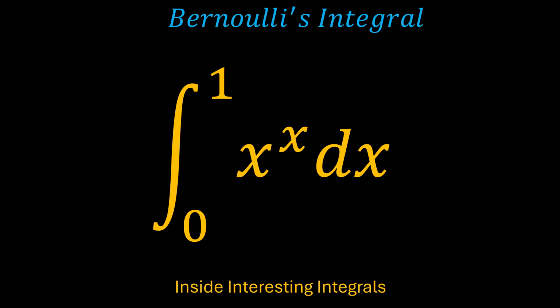So let's move on to the solution bit of this problem. So our problem is the definite integral from x equals 0 to x equals 1 of x to the x.